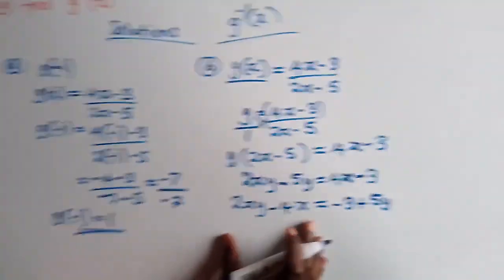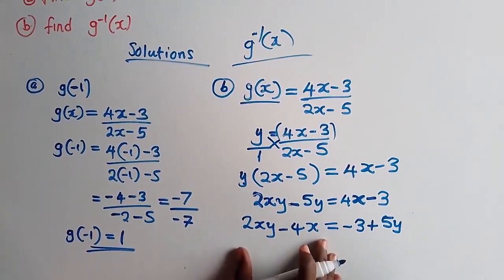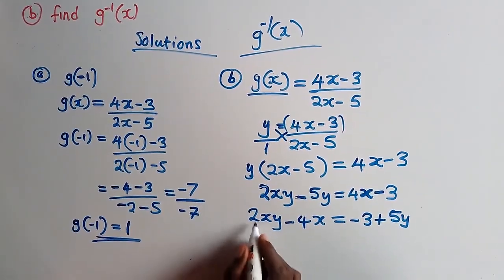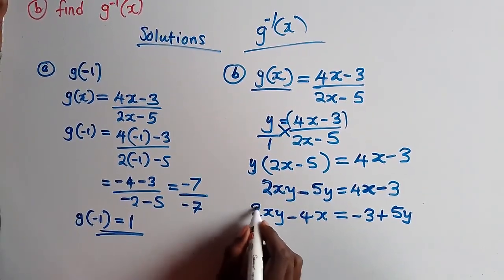Once I reach here now, I factorize this part. So how do I factorize this part? The way I'm going to factorize this part, I'm going to look for a number that can go into 2 and 4.